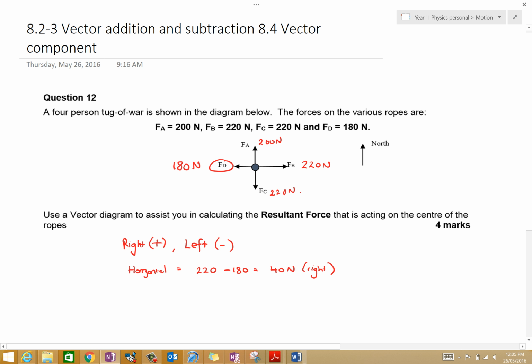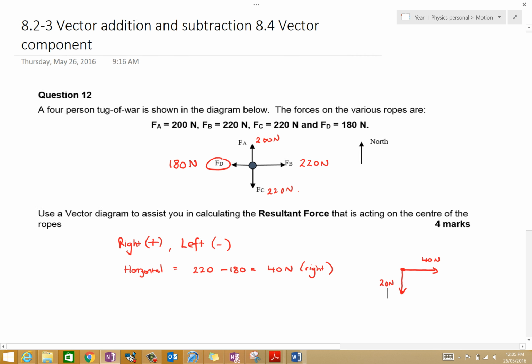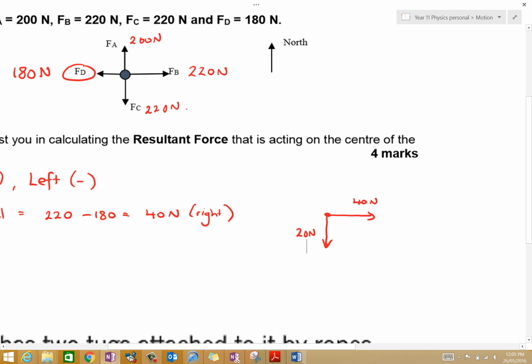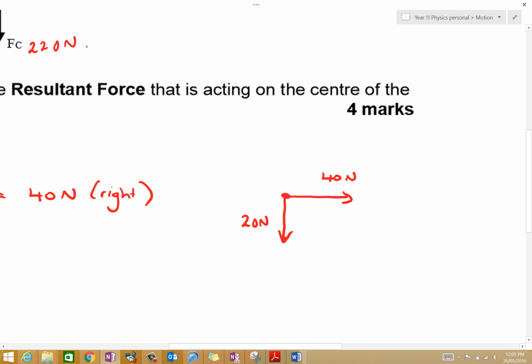So we've got 40 newtons of force to the right, or to the east if you like. Now, what are we going to have? The same thing, we're going to have a positive value of 200 newtons subtracting 220 newtons, which is actually going to be a 20 newton force. I haven't drawn the arrows to scale, but effectively what we've got is a 20 newton force like so.